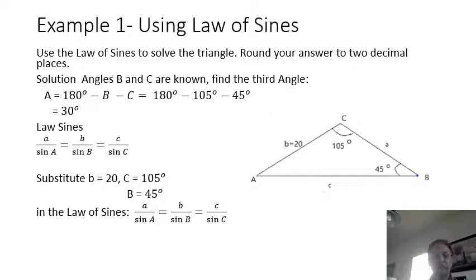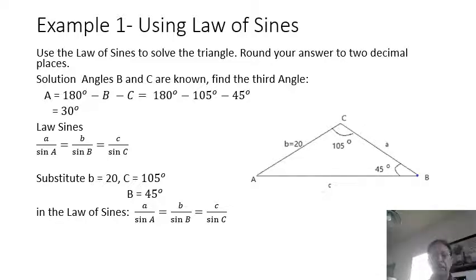Here's an example. Use the law of sines to solve a triangle. Round your answer to 2 decimal places. Angles B and C are known. So angle B is 45 degrees and angle C is 105 degrees. So we're going to find the third angle A. Since the sum of the interior angles of a triangle is 180 degrees, we subtract angles B and C from 180 degrees. So we have 180 degrees minus 105 degrees minus 45 degrees, which becomes 30 degrees.